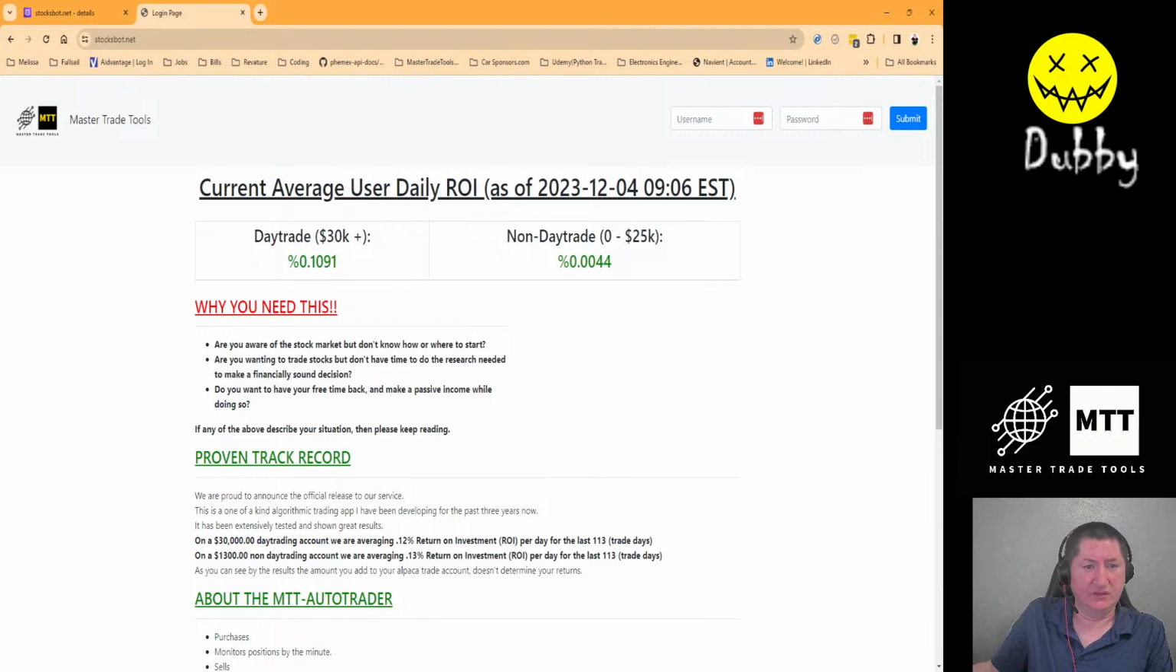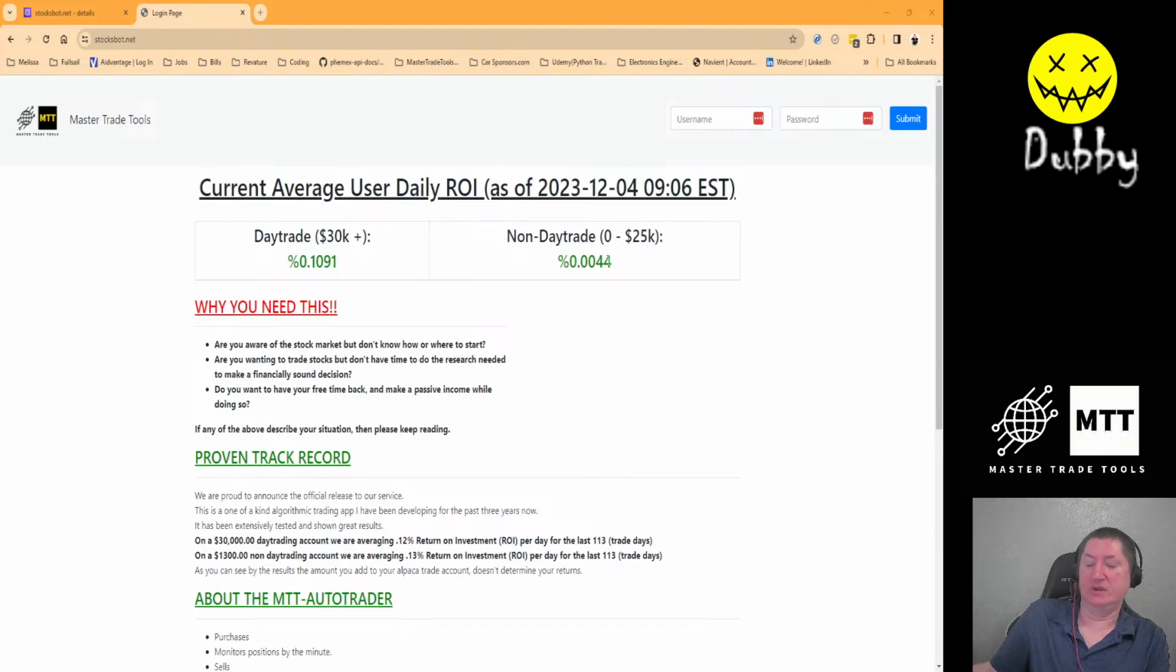We are still in the startup stages. All right, so let's go ahead and log in. But as you can see, the current average user daily ROI is showing as 0.1091% for a day trading account, and a non-day trading account is showing as 0.0044.